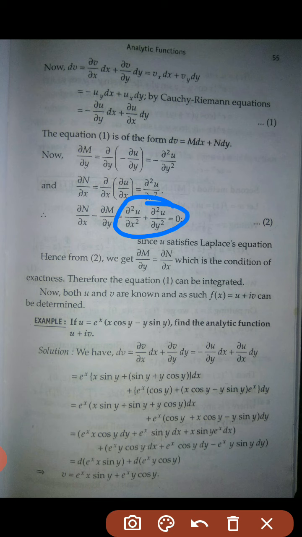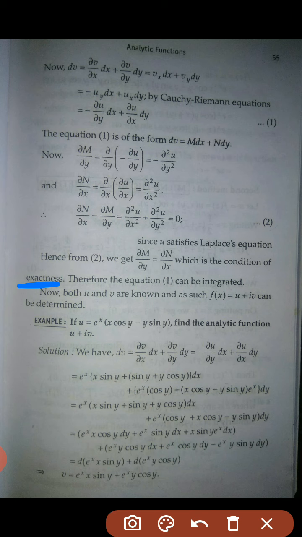Why does this happen? Because if the differential equation is exact, then we have del M by del y equals del N by del x. We use this condition, and that is why we have written here del N by del x minus del M by del y equals 0, which is the condition of exactness. This is a very important condition. Therefore, equation 1 can be integrated.